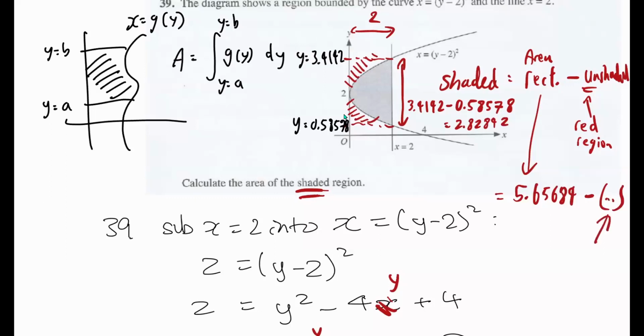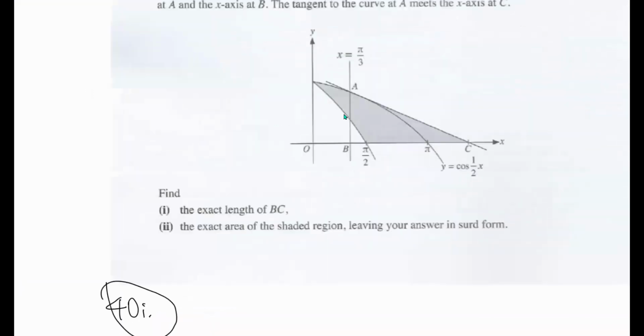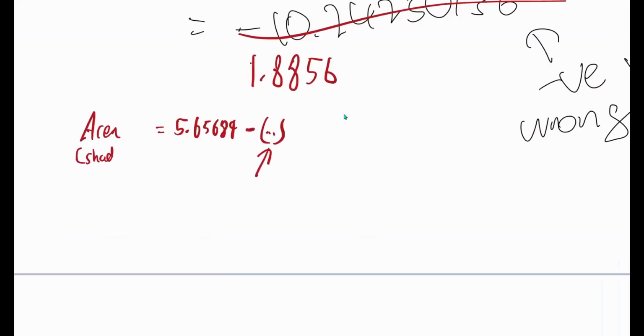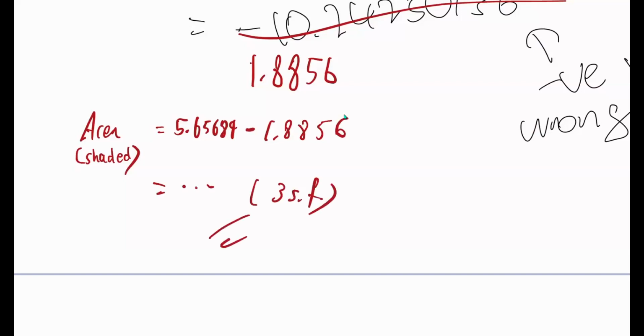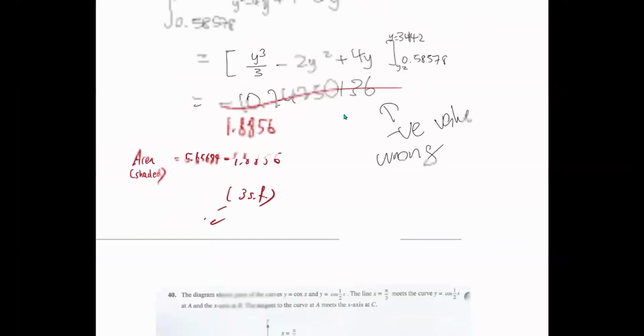So just to get the complete answer, your final answer will be area shaded equals to the total area of the rectangle minus away 1.8856. Is that okay? Then just round off to 3SF and your answer is done. I think over here you just typed in wrongly because I managed to get a positive. I just submit. Okay.